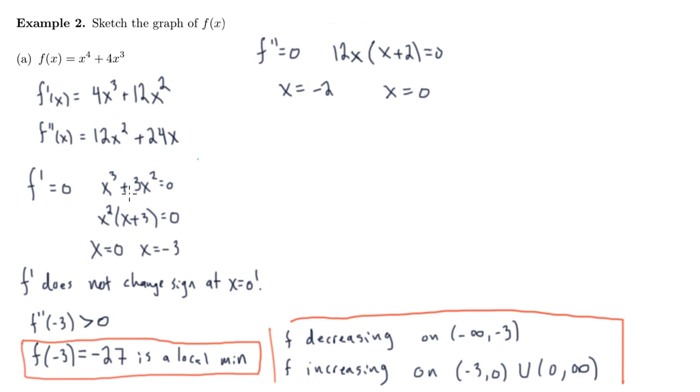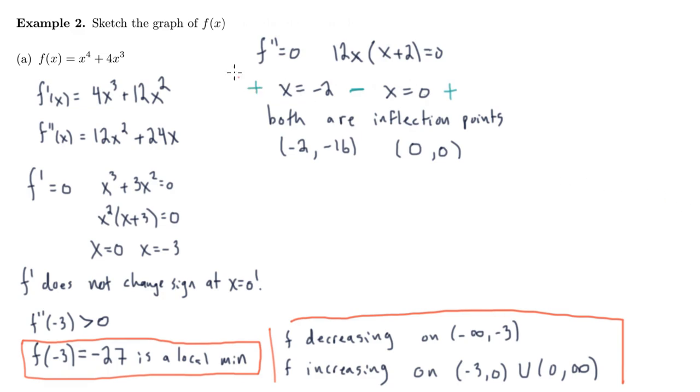If I plug in a value into the second derivative less than -2, the second derivative is going to be positive. I plug in -3, get a positive number. If I plug in -1, that's going to be negative. And if I plug in any positive number, of course, the second derivative is going to be positive. Let's plug in 1, say. So I see that both of these are inflection points. And I want to go ahead and find the function values there too, because I'm going to plot the inflection points. So we have (-2, -16), and then at 0, that's just going to be 0. So here are my inflection points.